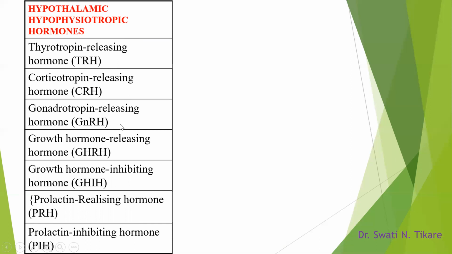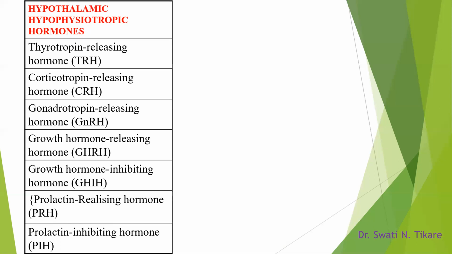Third, gonadotropin releasing hormone, GnRH. Next, for growth hormone, we have a releasing hormone, GHRH, and an inhibiting hormone, GHIH. Similarly, for prolactin, we also have a releasing hormone and an inhibiting hormone: prolactin releasing hormone, TRH, and prolactin inhibiting hormone, PIH. So, where do these hormones act? They act on the anterior pituitary.